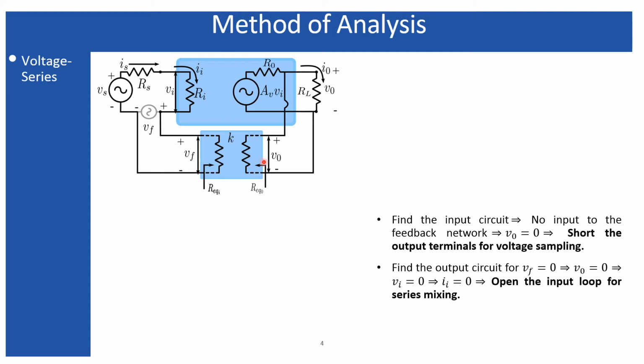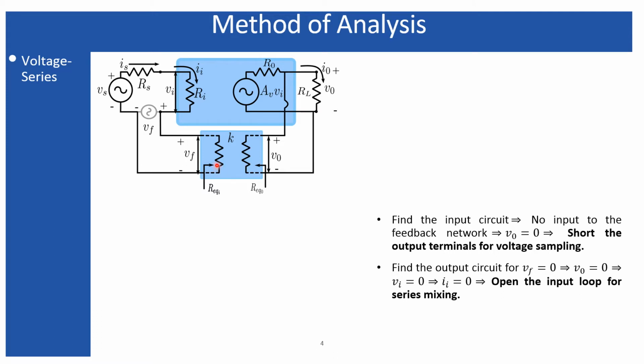So when you are looking from the input side of the feedback network, you can have an equivalent impedance. Similarly, when you are looking from the output side of the feedback network, then also you can have some equivalent impedance. And in many cases, you can find that these two equivalent impedances may not be equal or may be equal. So I'll show you some of the examples.